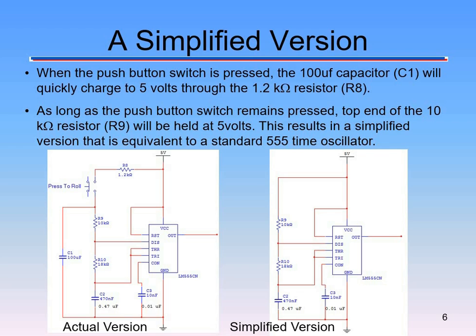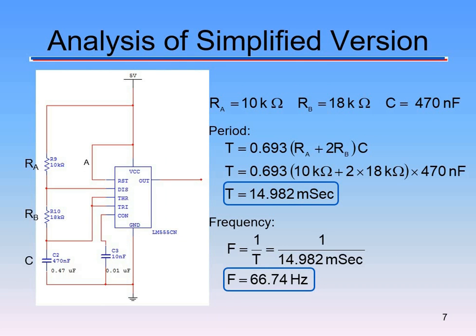So when you push the button, the 100 microfarad capacitor is going to quickly charge to 5 volts through that resistor. And as long as you are pushing that button, it will hold it at 5 volts. So it's going to keep going. Then when you let go, that's when the oscillation starts to happen. You'll see when we press the buttons here.